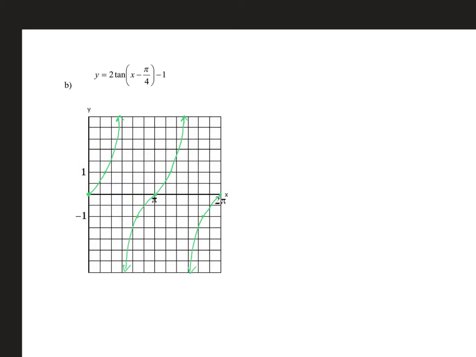Okay, what I'd like you to do now is pause the video. Let's go through, because I think that you should be able to graph the transformed version of that tan curve. So pause the video now, give it a shot.